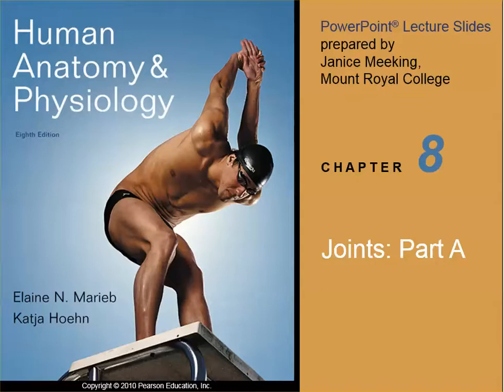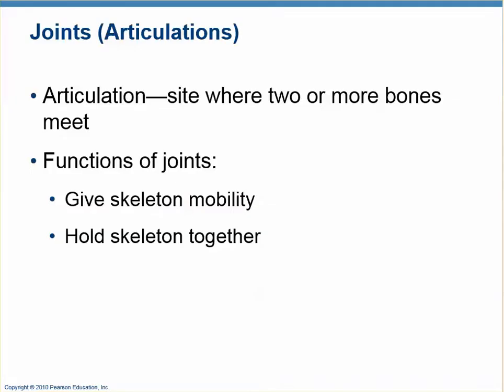So this is Chapter 8, Joints. Now, joints are also known as articulations. It's places where two bones meet and come together. Sometimes there's three bones involved in a joint. I can't think of anything where there's, well, maybe some sutures, there's four bones. But there has to be at least two.